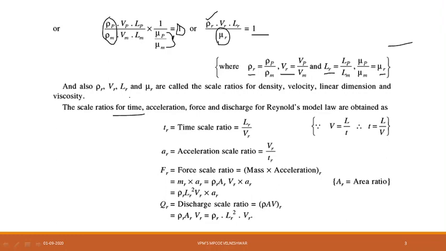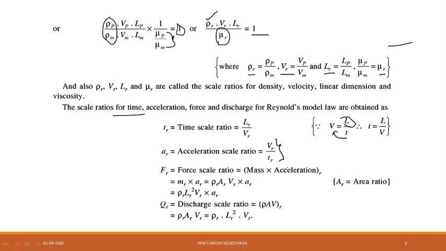The scale ratios for time, acceleration, force, discharge, Reynolds number are obtained as follows. Generally we have one formula: velocity is equal to distance upon time. Here distance we are taking as length, so length upon time. If t goes to the left hand side, then t is equal to length upon velocity. And Ar is nothing but the acceleration scale ratio. What is Ar? Vr by Tr, velocity upon time. What is acceleration? Velocity upon time.